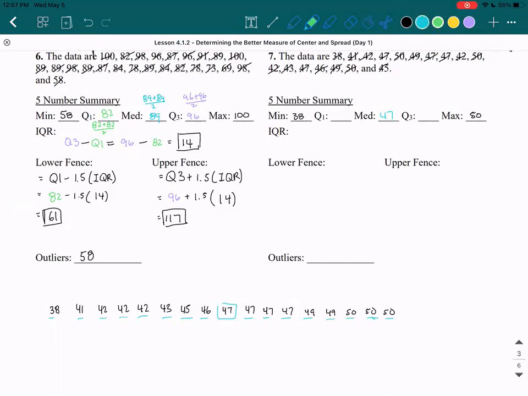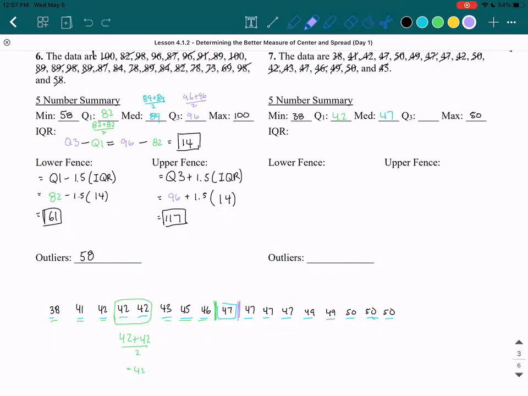So our first half is right over here. And we're going to cross them out one by one until we get our Q1. So cross, cross, cross, cross, cross, cross. And we have 2 numbers in the middle. So we can just add them together. Divide by 2, and it gives us 42. That's our Q1.